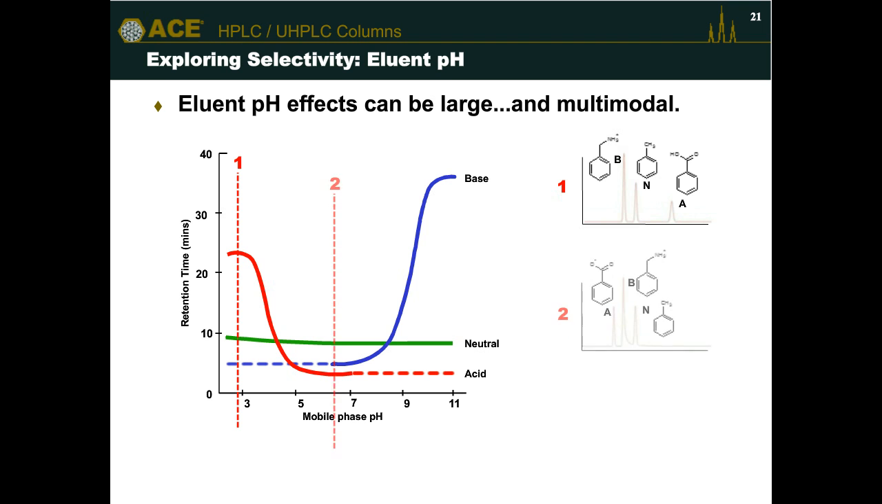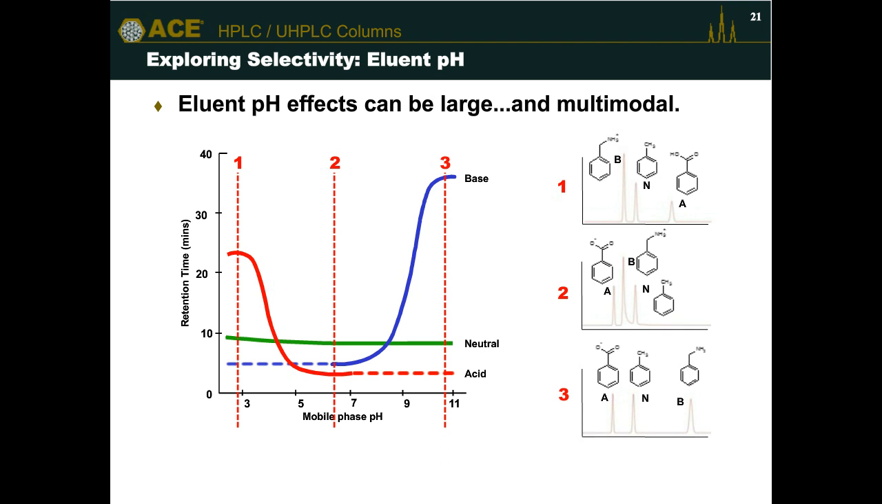If you move to an intermediate pH, then our neutral analyte doesn't move. Our acid is now pretty poorly retained, and our base is a bit better retained. So they're all nearly co-eluting somewhere in the center of that chromatogram. When you start to work at high pH, now our bases are much better retained, coming out later in the chromatogram. Our acids are poorly retained, and our neutral doesn't move. So it really is key to choose the right pH depending on your analyte type.